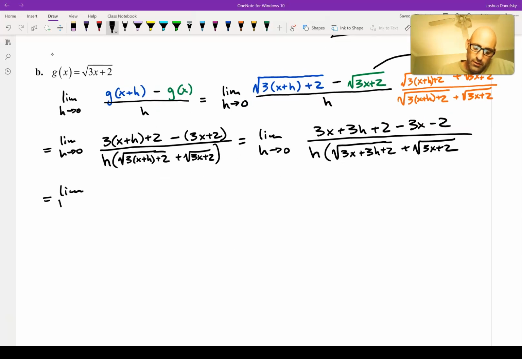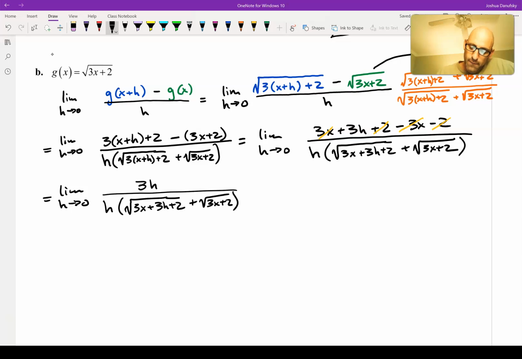Equals the limit as h approaches 0. On top there, 3x cancels with negative 3x, 2 with negative 2. You're probably noticing all you have left on top is a 3h. And some of you might be thinking, let's not write this whole next step. Let's go ahead and do our cancellation, but I've already started. So we're just going to keep going. Plus 3h plus 2 plus the square root of 3x plus 2, like that. Now the h's cancel. And as soon as those h's cancel, we're in good shape, right? Because it was the h that was giving us the 0 over 0.